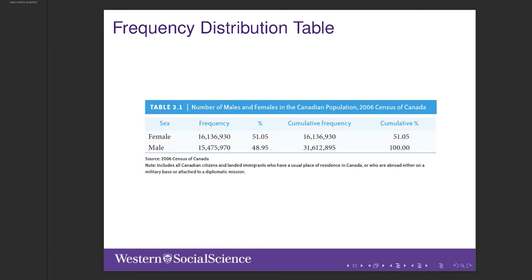In this example, there are also cumulative frequencies and cumulative percentages. These values add to the current value all of the frequencies or percentages for prior categories in the table. So the cumulative frequencies for males adds to the male frequency the frequency of the prior category, in this case females. We learn from this table that there are slightly more women than men in Canada in 2006. Now you try.